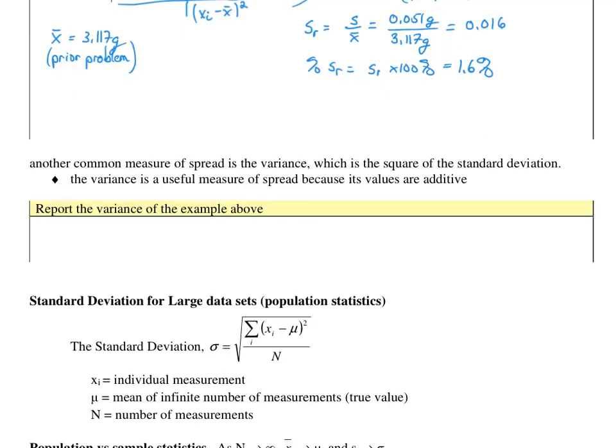All right, we're also asked to calculate the variance of the example. Variance is equal to the square of the standard deviation, and here is equal to 0.0026.